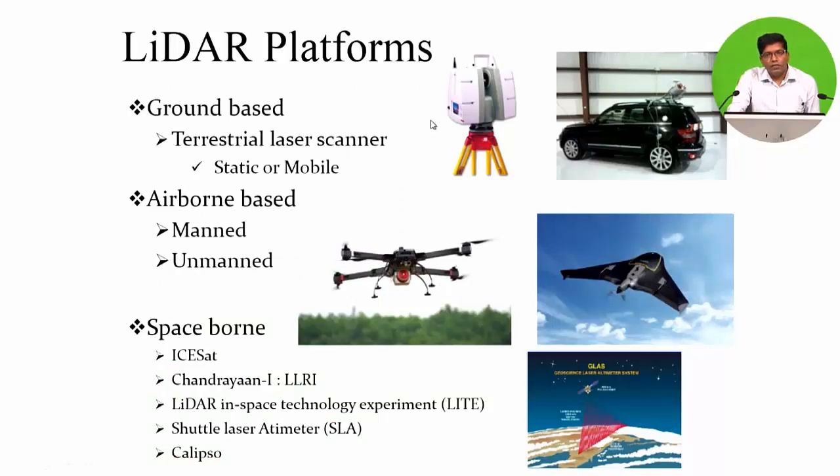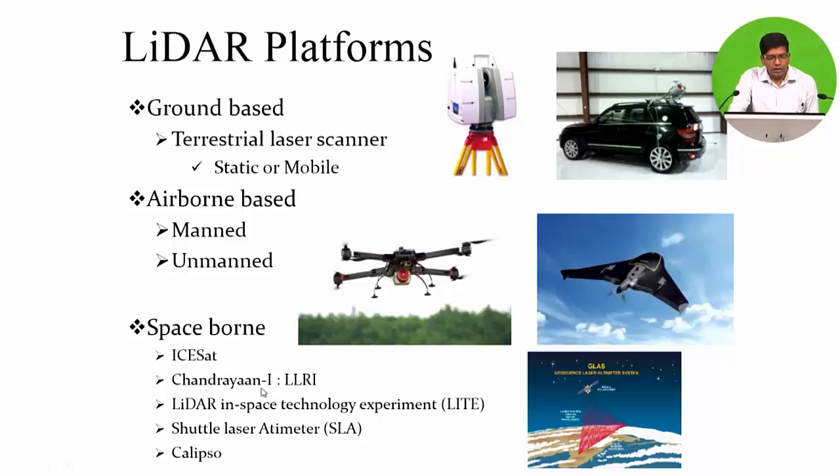And the data acquisition for the LiDAR can be done on 3 different platforms as done for any remote sensing, that is ground based, aerial and space based. In space based, basically the laser scanner instrument or payload will be mounted on a satellite, and the examples of such missions are ICESat, Chandrayaan-1, Light, SLA and Calypso. These are the satellites which have carried laser payloads. ICESat stands for Ice, Cloud and land Elevation Satellite, basically for measuring the topography of the ground and estimating the changes in the ice sheet.